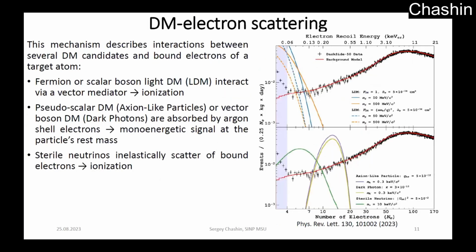For dark matter electron scattering, we have different dark matter candidates, such as, first of all, Fermi-onic or scalar boson light dark matter, or LDM for short, which is the main dark matter candidate. They interact via a vector mediator and provide ionization. Also, there are pseudoscalar dark matter, also called axion-like particles, and vector boson dark matter, dark photons. They can be absorbed by argon shell electrons and provide a monoenergetic signal at the particle rest mass. Also, there are sterile neutrinos that can inelastically scatter bound electrons and produce ionization.